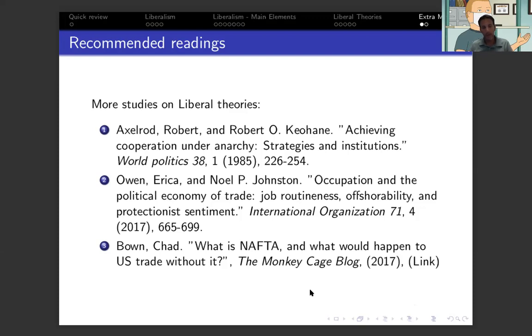One of the benefits, and why I encourage you to read a lot of the pieces on the Monkey Cage blog, is that it tries to use real-world examples and show how different political science and international relations theories are applied in reality. So that's my recommendation in that case.